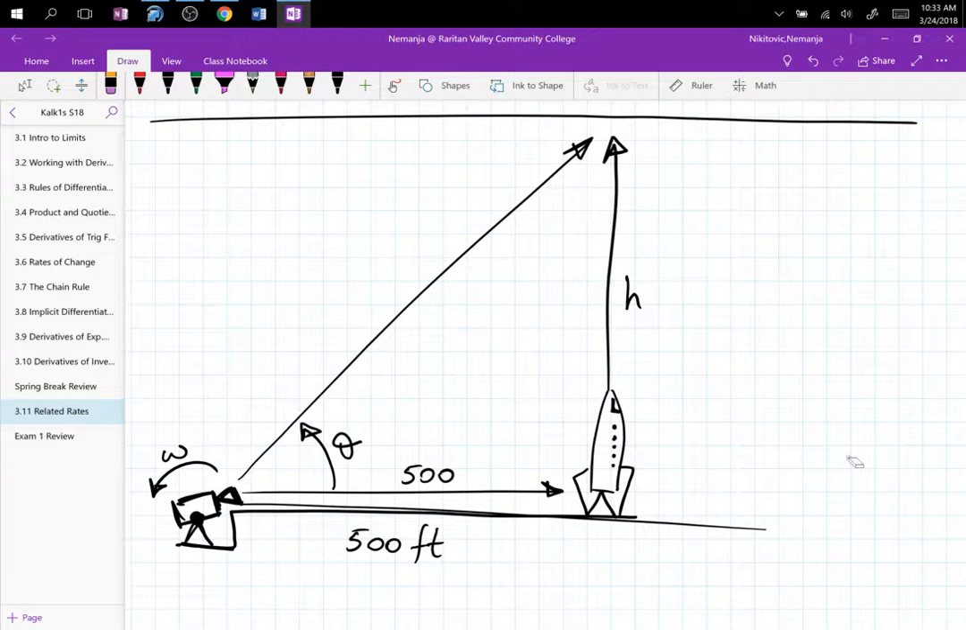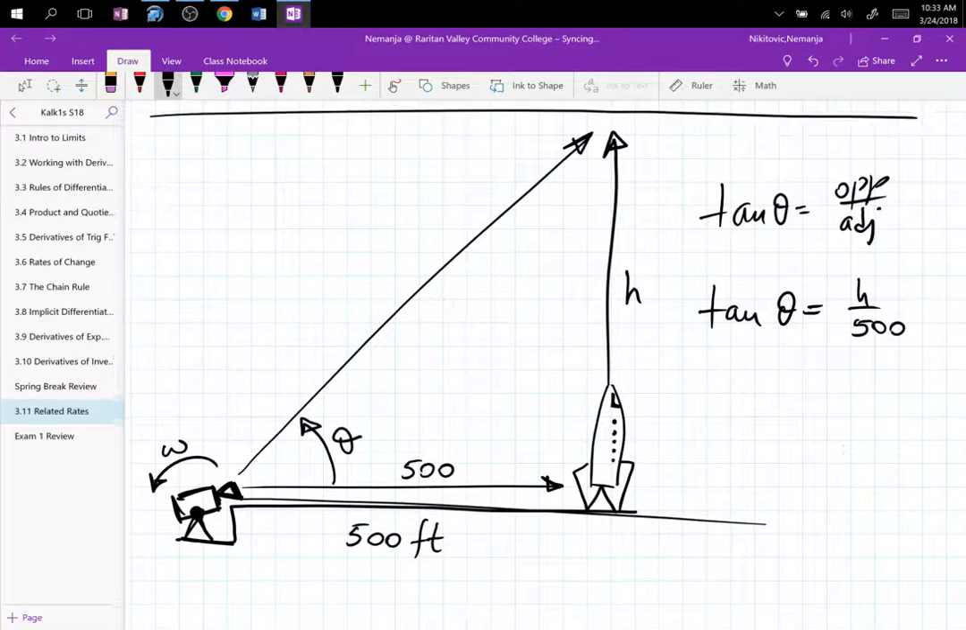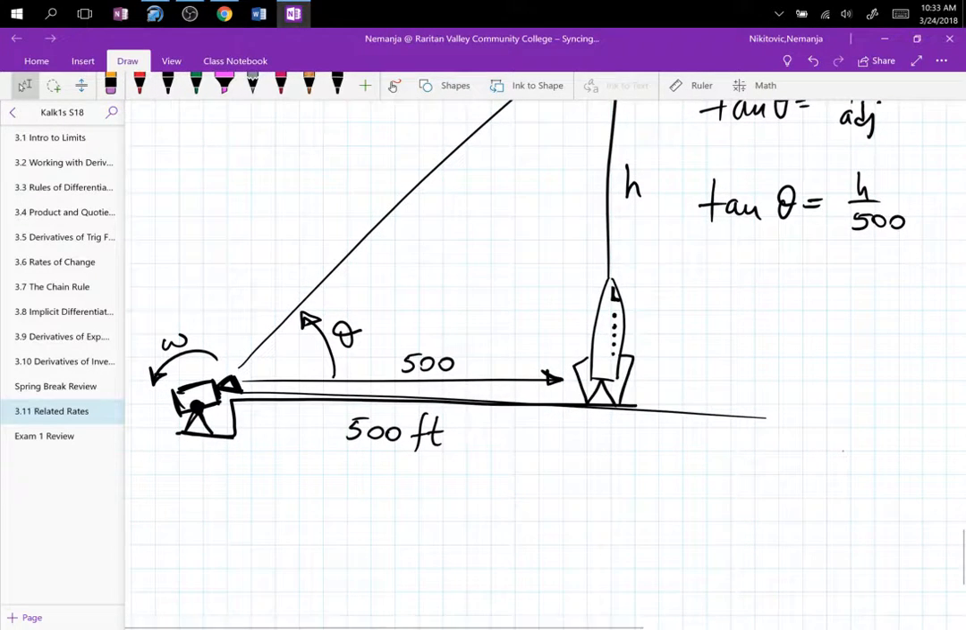Trigs, good. Now, which one of the 6 are trigs? Tangent, very good. It's opposite over adjacent. Tangent theta is opposite over adjacent. In this case, tangent theta is equal to h over 500. So we have that as an equation. Great. So I have tangent.